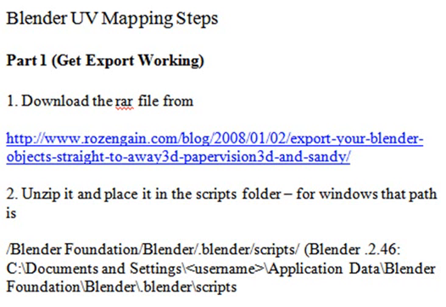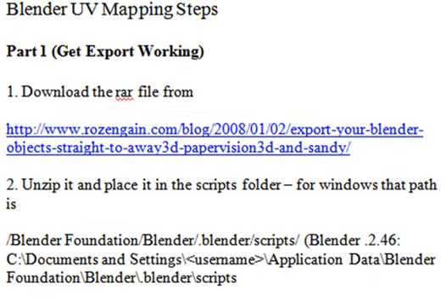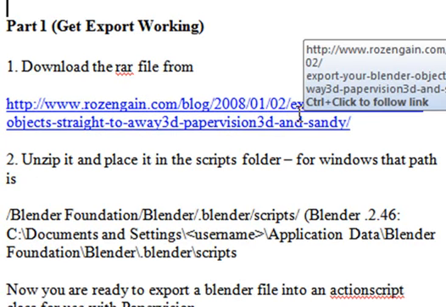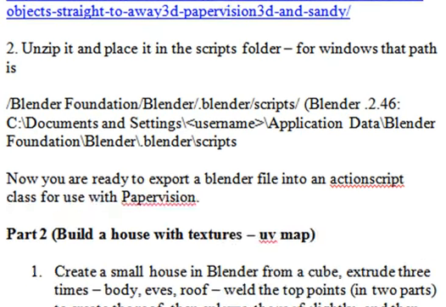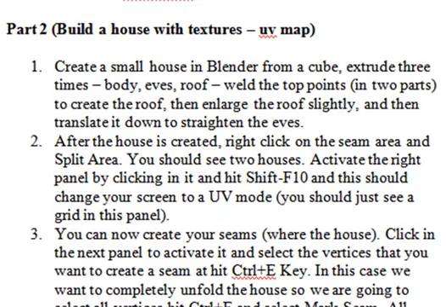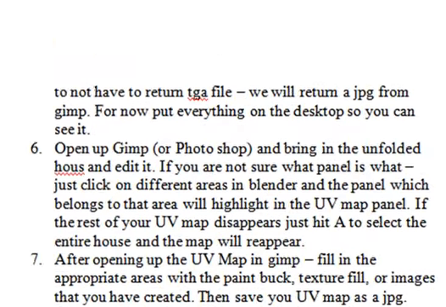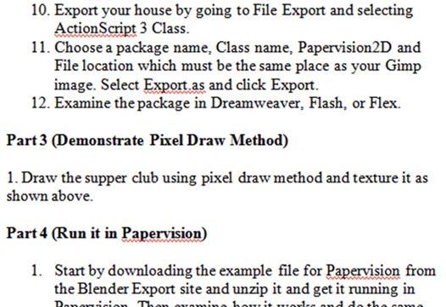Okay, so let's go ahead, there's a number of things we can do. Once we get that map, we want to export it to Papervision, and there is a Papervision exporter. It's right here, but I think we're going to go directly to the mapping, and then if we have time, we'll come back and worry about the exporting. So in this tutorial, we're going to build a house with textures, with a UV map. And then we're going to demonstrate how to do the same thing with the Supper Club.